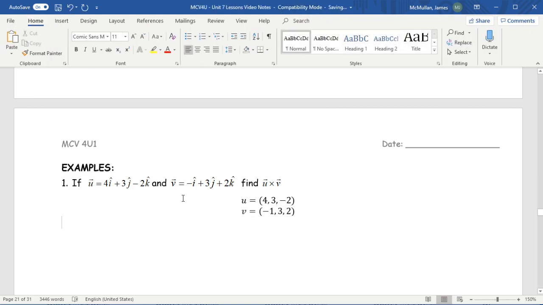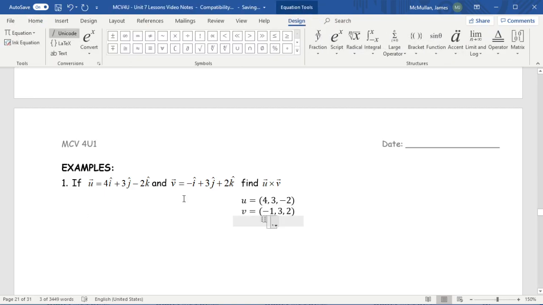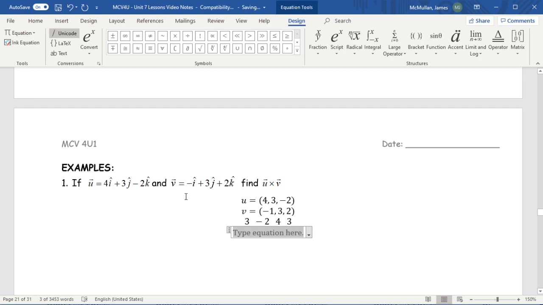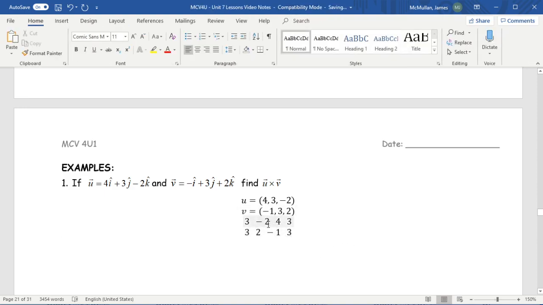Okay, now I want to cross them. So to cross them, I'm going to start with u, because that's the first one. So 3, negative 2, 4, 3. All I'm doing there is just writing out the components for vector u starting with the second one. Here's the same thing with vector v. 3, 2, negative 1, 3 again. Now these don't line up quite right because the negative signs are really big, but hopefully you get the idea.